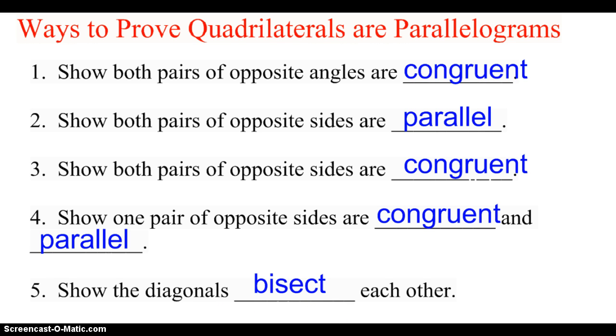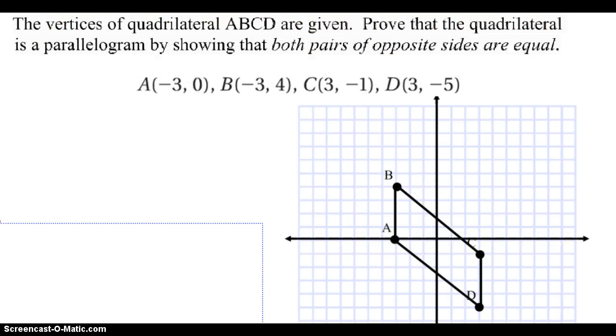So what do I mean by this? Here's an example of our first problem. The first thing I want you to do is go ahead and graph these points and connect your dots. Hopefully you got something similar to me. And of course, it looks as if it is a parallelogram. But the directions say the vertices of quadrilateral ABCD are given. Prove that this quadrilateral is a parallelogram by showing both pairs of opposite sides are equal.